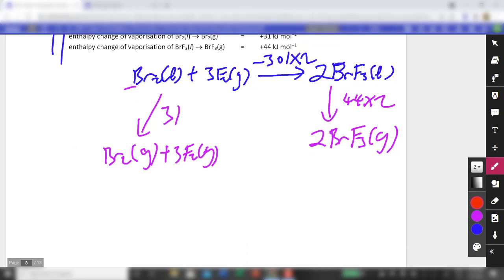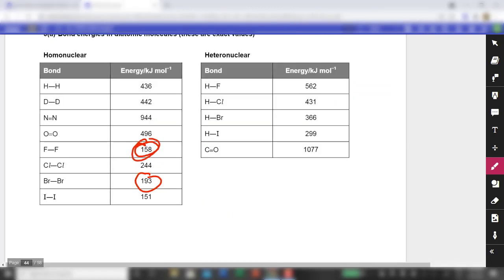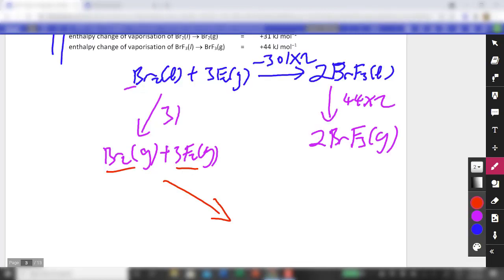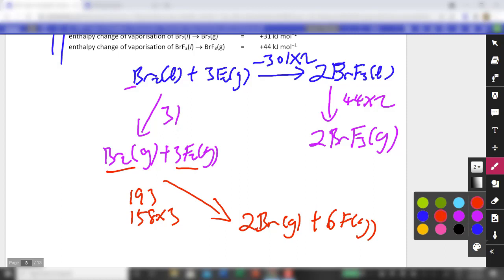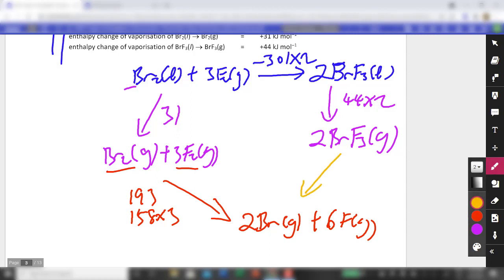Okay, and then after that, the next thing I'm going to do is to break all the possible bonds. Okay, so I have 1 equivalent of Br-Br bonds and 3 equivalents of fluorine bonds. If I break everything, I need to refer to the data booklet, and yes, it's given 158 and 193. So I'm just going to input 193 and 158 times 3, and with that, I'm going to get 2 bromine gaseous plus 6F gaseous.